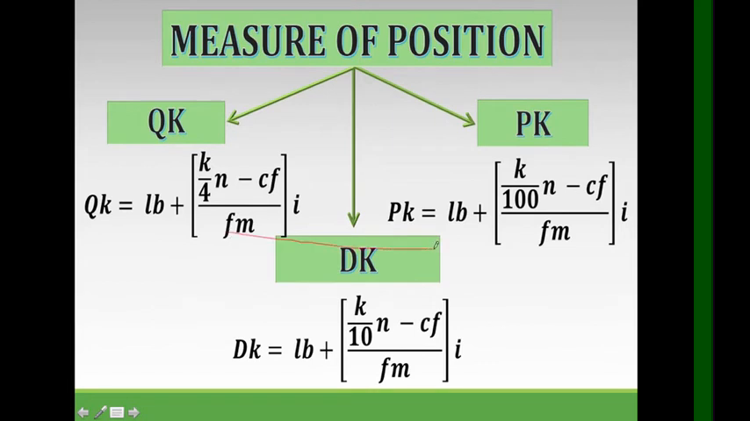For the decile, we have this formula: D_k equals lower boundary plus k over 10 times n minus less than cumulative frequency, over f_m, or the frequency of the mode, times i, which is the class interval.